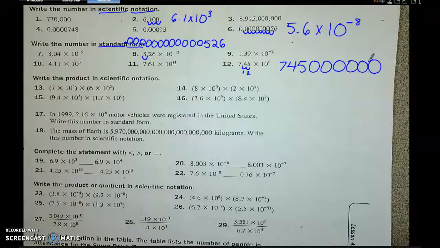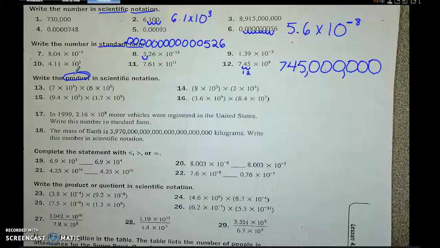Really large number, so I need to put in my commas. So 1, 2, 3, comma, 1, 2, 3, comma. So there is our number. We have 745 million. Now let's go ahead and look at this next section. We are finding the product. That means that we are multiplying.